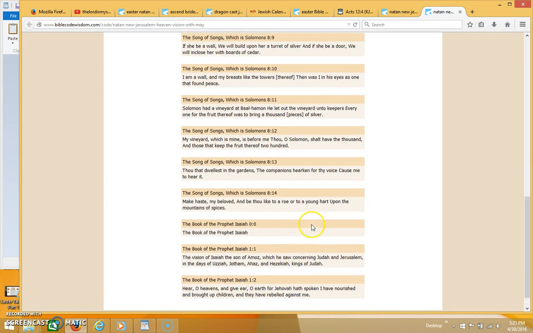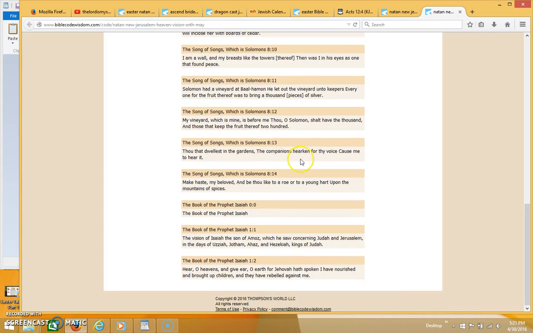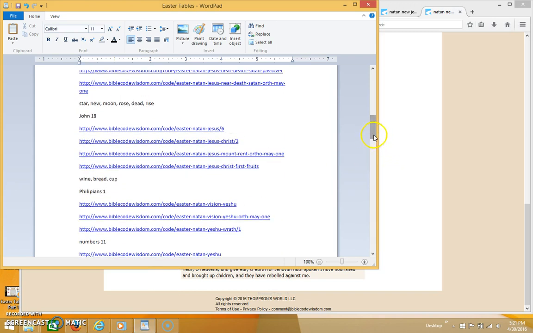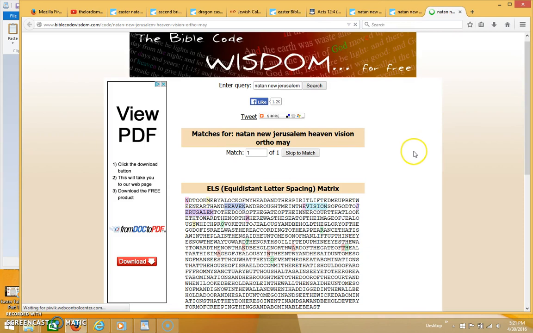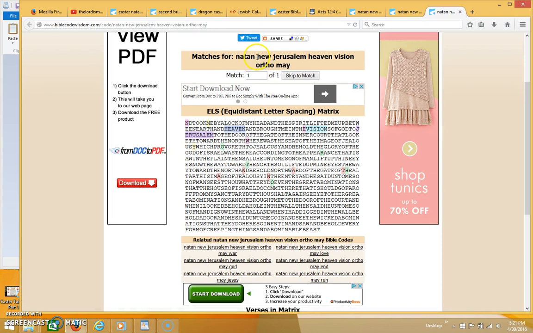Isaiah 1:2, and I'm not going to read the matrix in this, but I'll just scroll through it. The next one, the matrix, is interesting in that one, so I will read that one, and that's the last one that's coming up in Ezekiel 8. This one reads at the top, Natan, New Jerusalem, Heaven, Vision, Ortho, May. And like I said, that was just an experiment, those two last words.